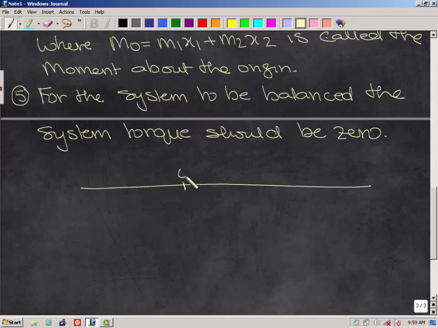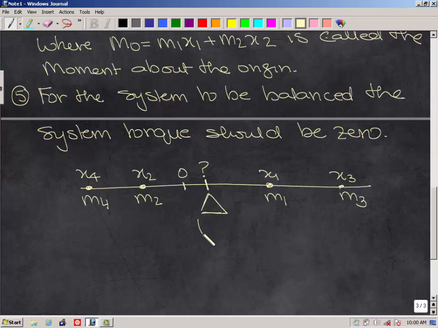So here's my origin, and I have some masses over here. Out here I have m1, m3, then we have m2, m4, and so on. So we have lots of masses. These distances are x4, x2, x1, x3 from the origin. What we want to do now is find out where we should place the fulcrum, or pivot, so the system is balanced.